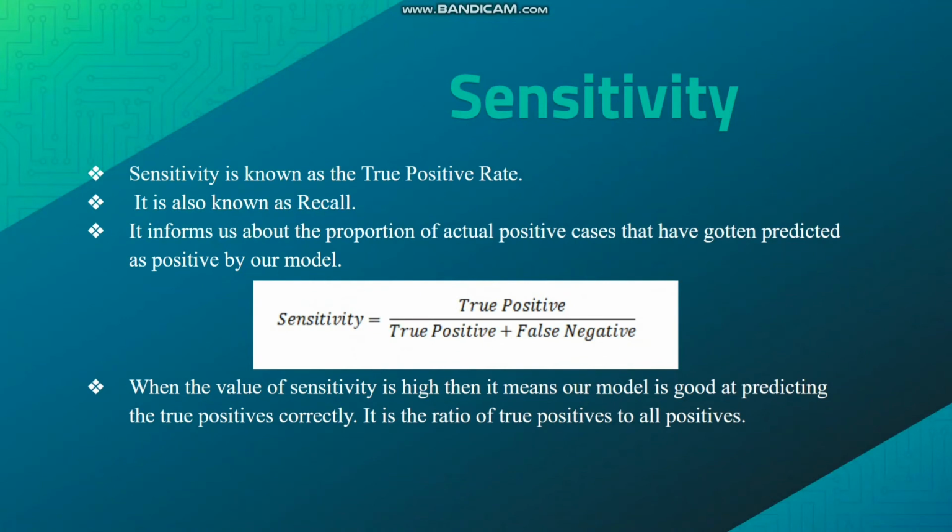The formula for sensitivity is true positive divided by true positive plus false negative. When the value of sensitivity is high, it means our model is good at predicting true positives correctly. It is the ratio of true positives to all positives.